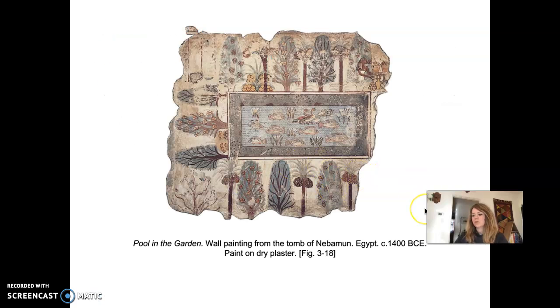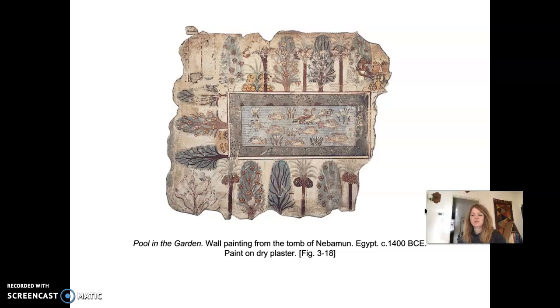So this is a really old piece. It's called Pool in the Garden. It's a wall painting from the tomb of Nibanum in Egypt. It's from 1400 BCE, paint on dry plaster. So notice how it shows little depth. Ancient artists didn't really know how to create realistic depth in their paintings.